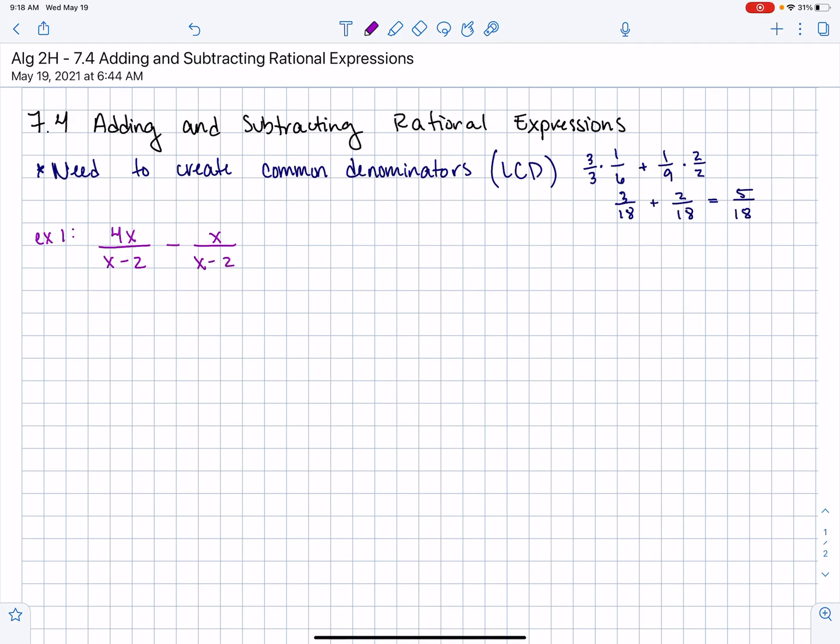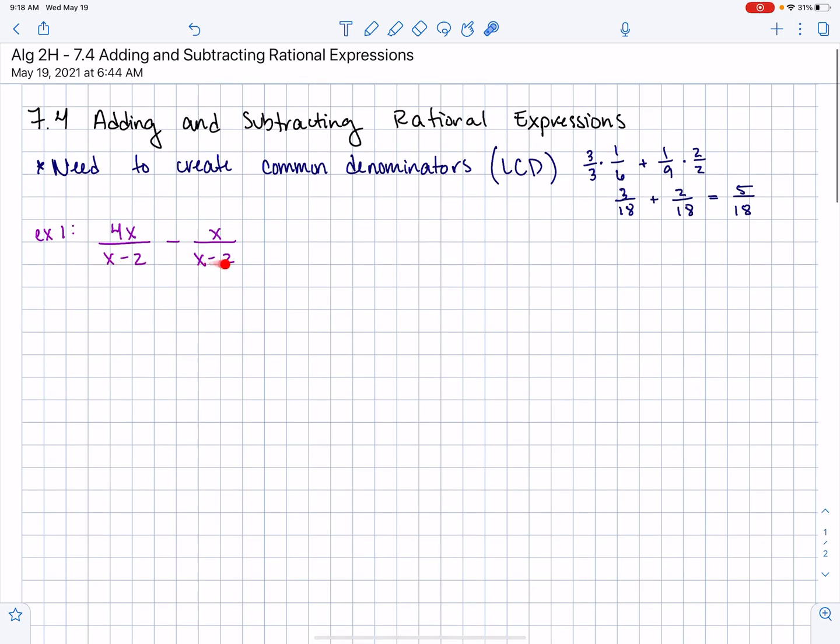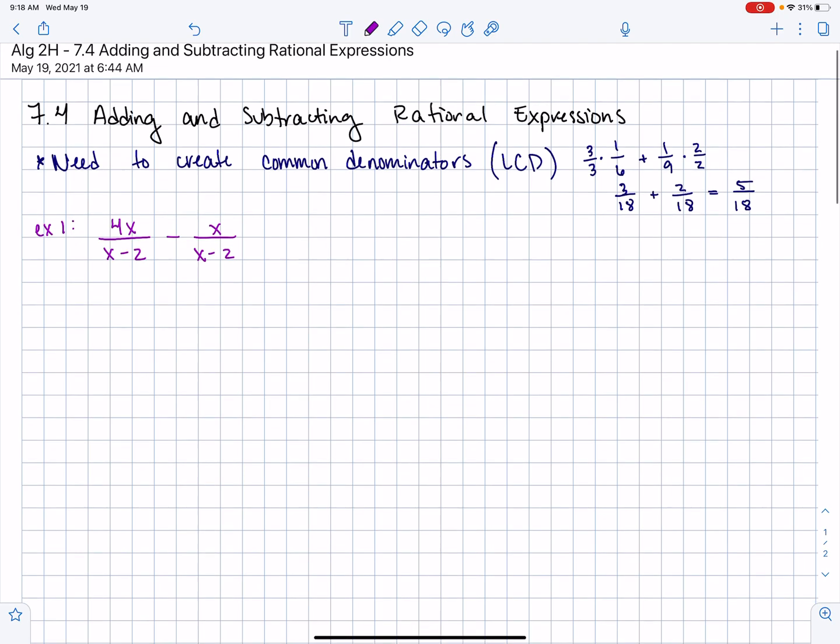Okay, on this one, our denominators are the same. So what we're going to do is simply keep our denominators and subtract our numerators, because we have a subtraction problem. So final answer, 4x minus x, that's a 3x over, keep that denominator, x minus 2.